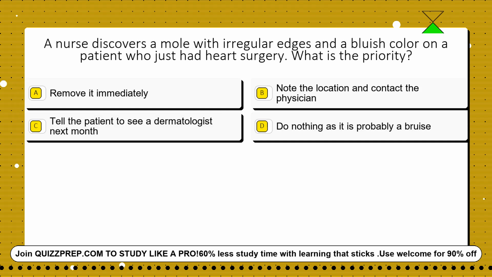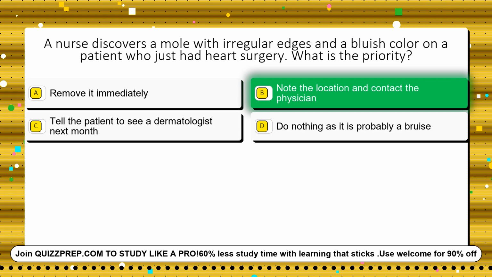Question 88. A nurse discovers a mole with irregular edges and a bluish color on a patient who just had heart surgery. What is the priority? Option A. Remove it immediately. Option B. Note the location and contact the physician. Option C. Tell the patient to see a dermatologist next month. Option D. Do nothing as it is probably a bruise.